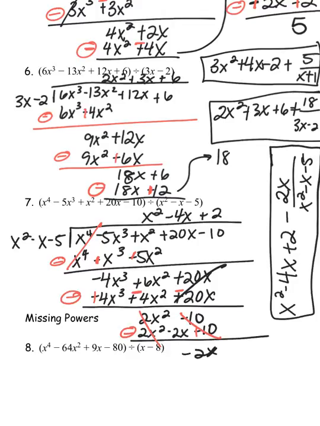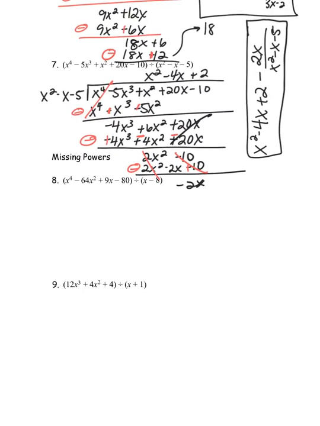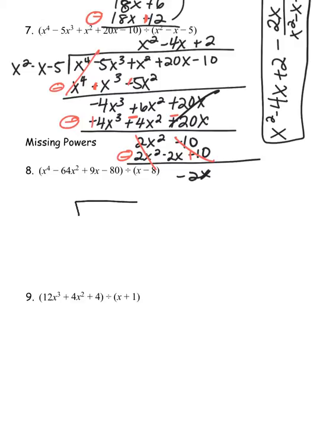Alright. Now, an important thing is, when we're missing powers, we have to fix them. So inside our dividing thing, here we have x to the fourth, then we're missing the x cubed term. You have to add a placeholder, and so we make that 0x cubed. So we would write x to the fourth plus 0x cubed minus 64x squared plus 9x minus 80 and divide by x minus 8. So you just have to add a placeholder when you're missing one of the decreasing powers, okay? Other than that, we do the exact same thing.